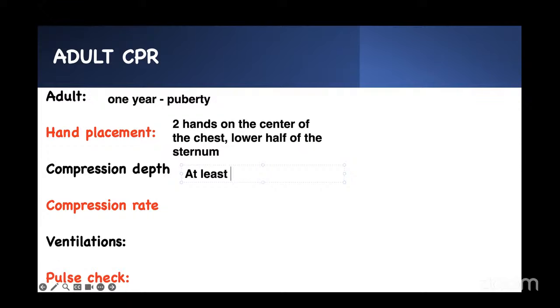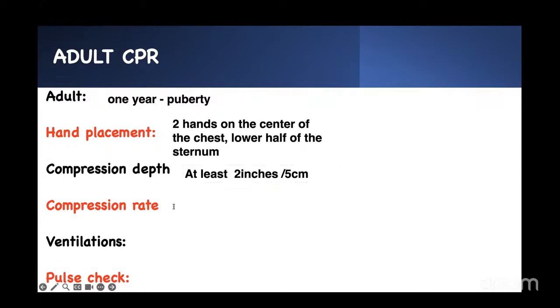Compression depth for an adult. But how much? 2 inches or 5 centimeters. If you see 2 inches there and you pick it, it's the wrong answer. Always look for at least 2 inches. That means you can go above that. Very important. And this is the trap.